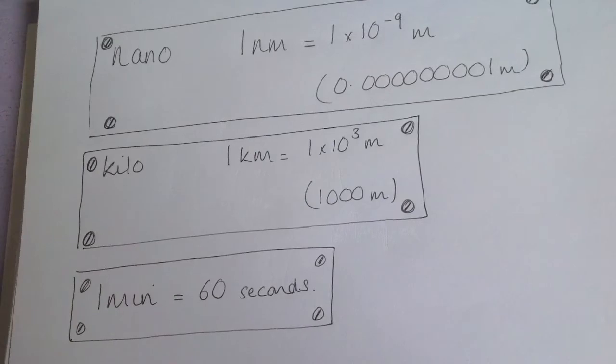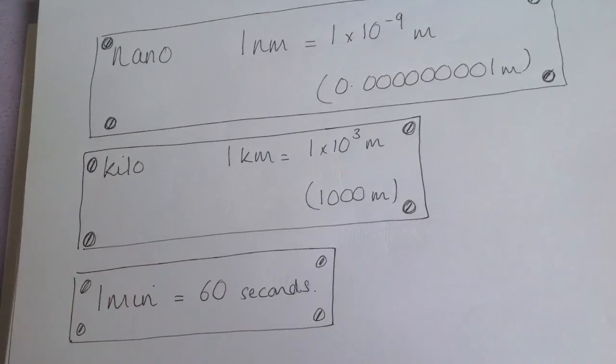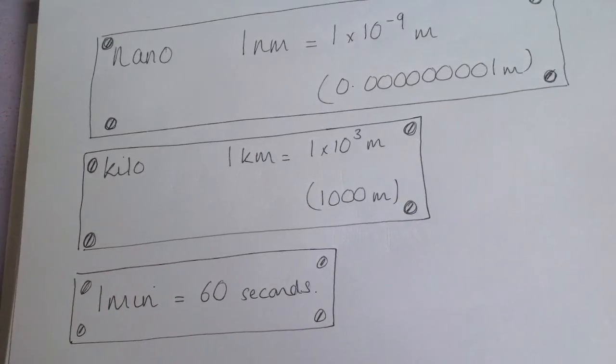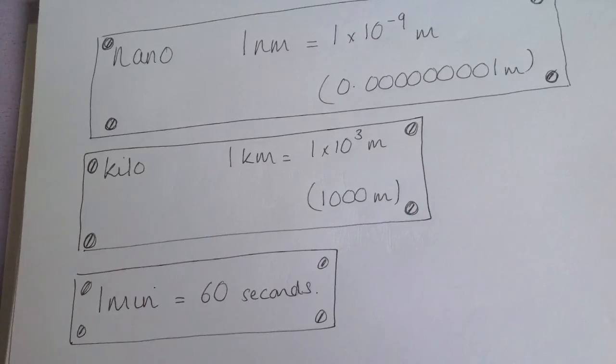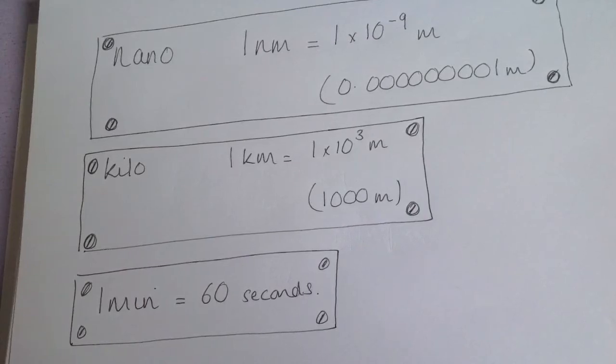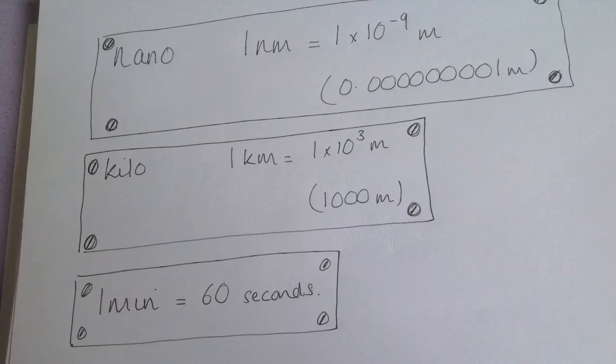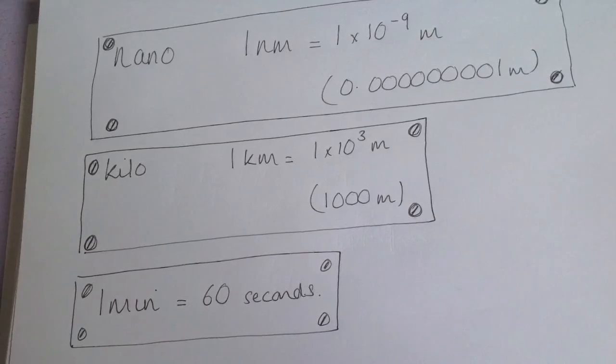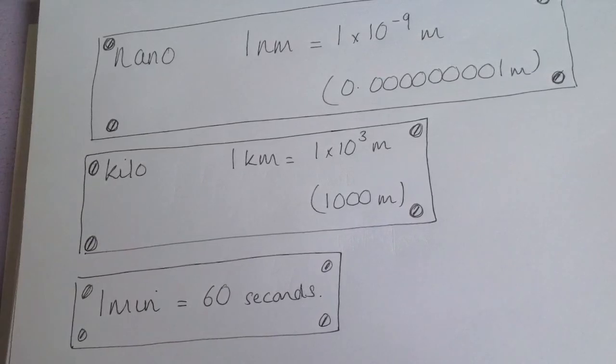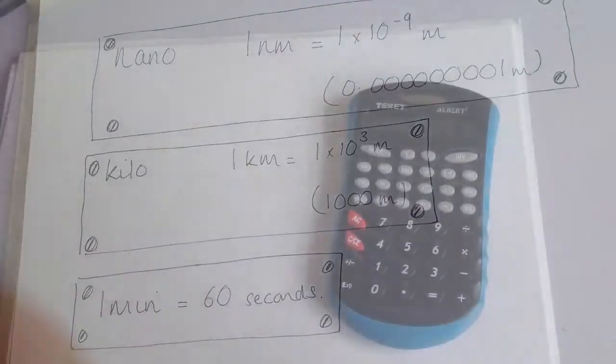Don't forget some of the trickier ones. Nanometres. That is 1 × 10⁻⁹ metres. A kilometre, of course, 1,000 metres is a kilometre. And don't forget the time in seconds. So 1 minute is 60 seconds.